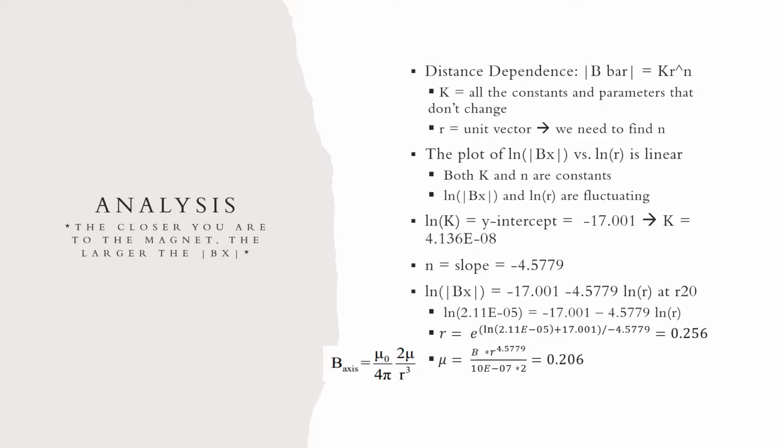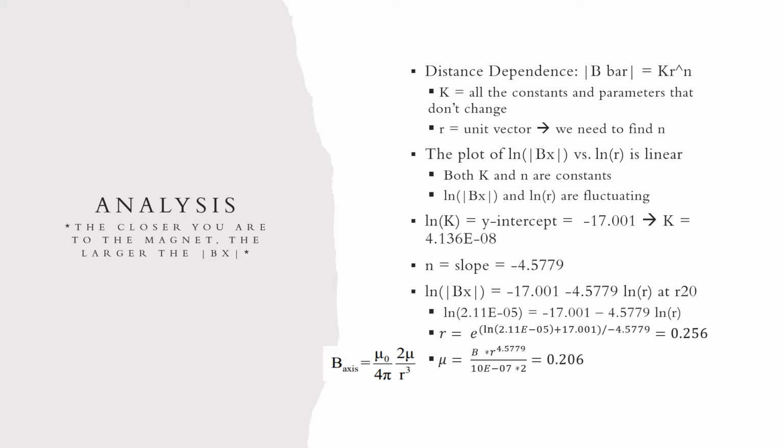As you can see from the measurements that we did on the previous slide, the closer you are to the magnet, the larger the B of x value is going to be. When we put all of that measurement onto a plot, we found a linear equation that basically equates to the natural log of B of x equals the natural log of k minus the natural log of r times the n value.